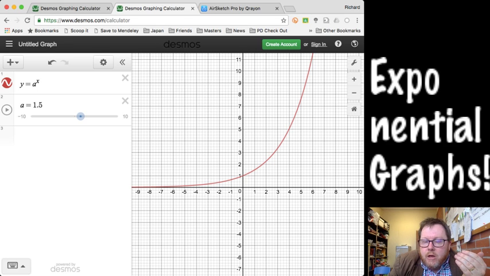So that idea of asymptotes will be explored a little bit further in the next video when we look at transformations on an exponential graph. But I think that will do for now.